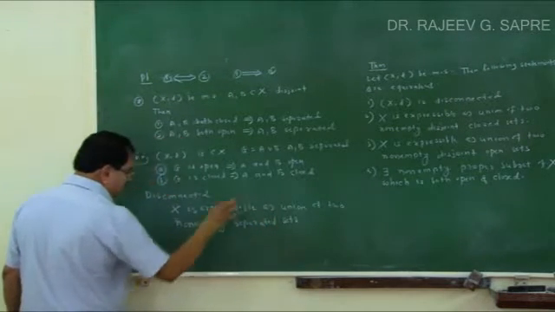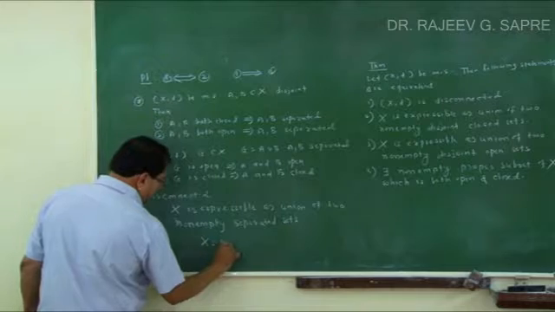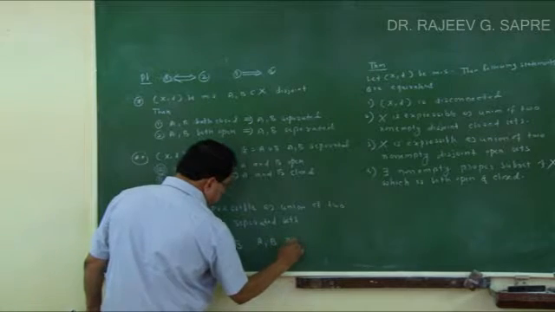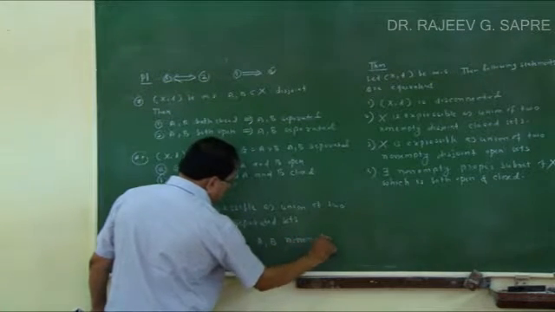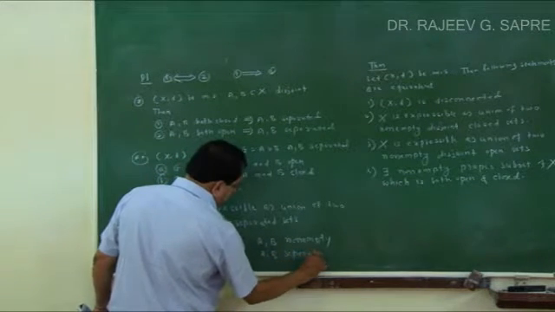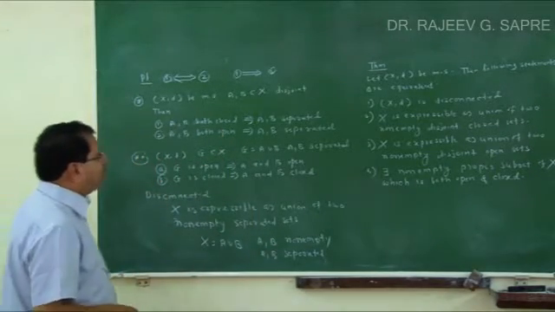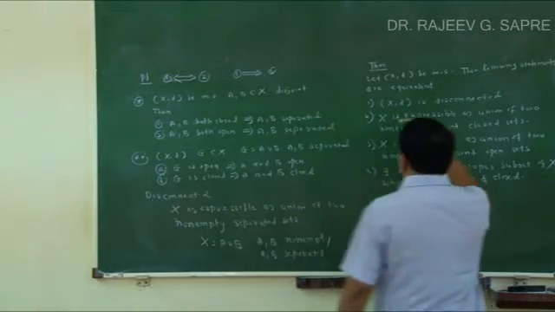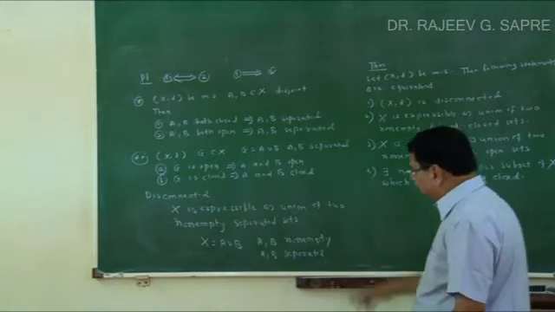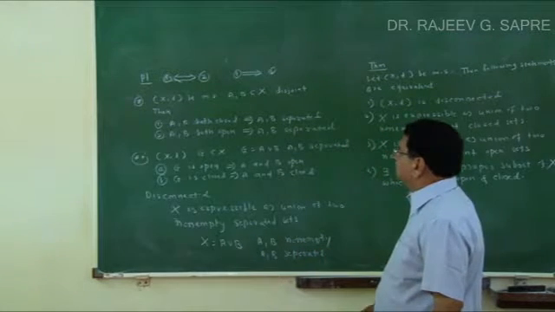So whenever I say X is disconnected, it is that. I can write X as A union B, where A and B are non-empty, and A and B are separated. Now using these three, can you establish 1 implies 2 and 2 implies 1? Suppose I want to prove 1 implies 2. I will start with this: X is disconnected. That means X can be expressed as A union B, where A and B are non-empty separated sets.